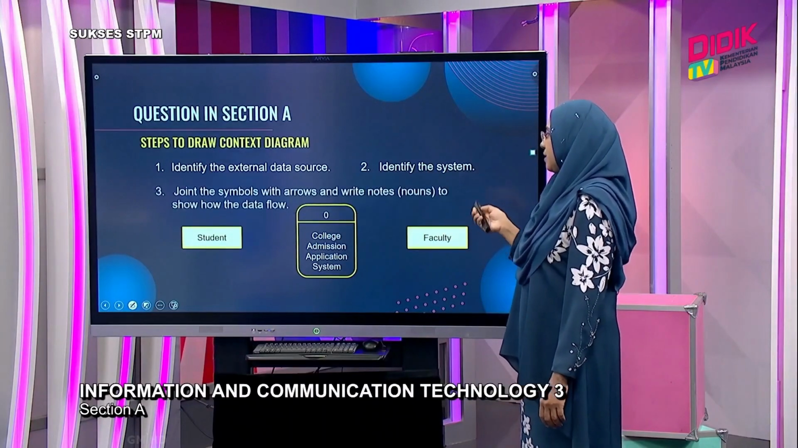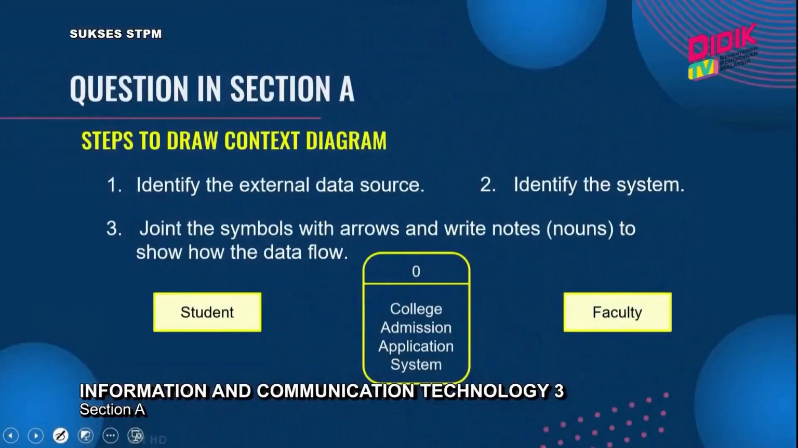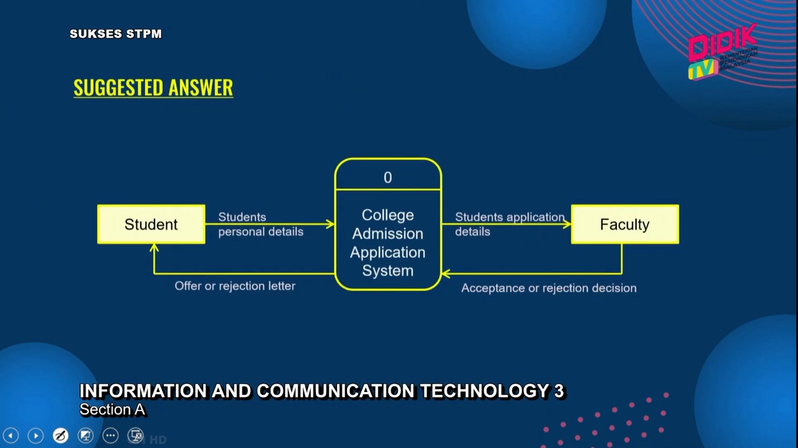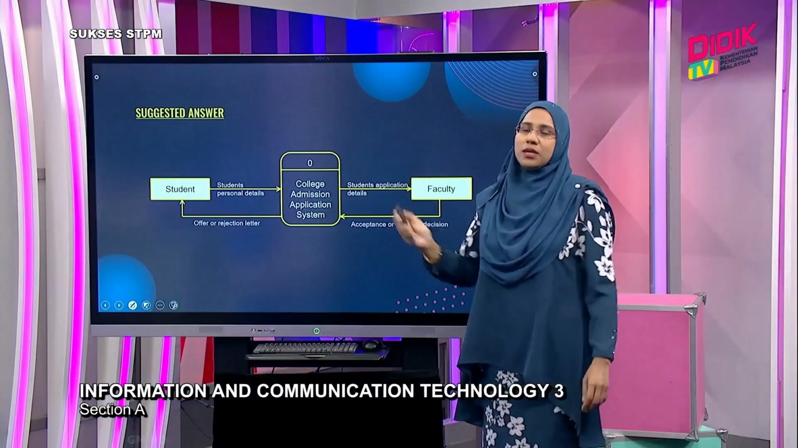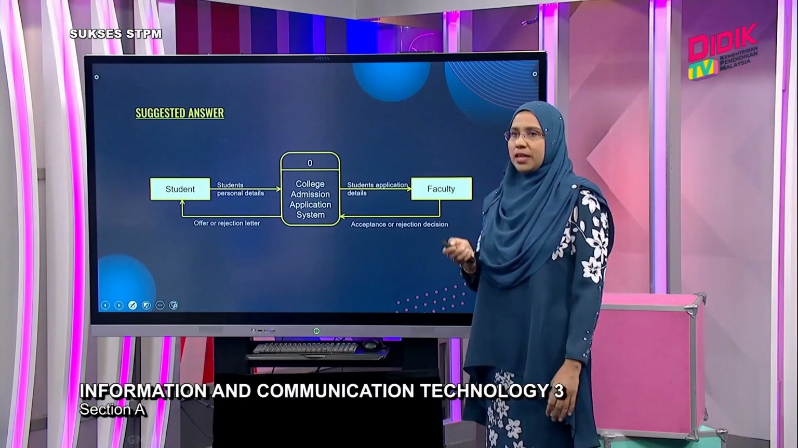Okay, next, just join the symbols with arrows and write notes. So make sure your notes are in nouns. Don't write in verb. Must be in nouns to show how data flow. So this is the suggested answer. Actually I transformed what was given in sentences to this drawing, context diagram. Student sends personal detail to the system, then the system will process, and then system sends the application detail to the faculty. The faculty will do the selection and then send back to the system, and then the system will produce a letter and then send to the student. This is how we draw context diagram.